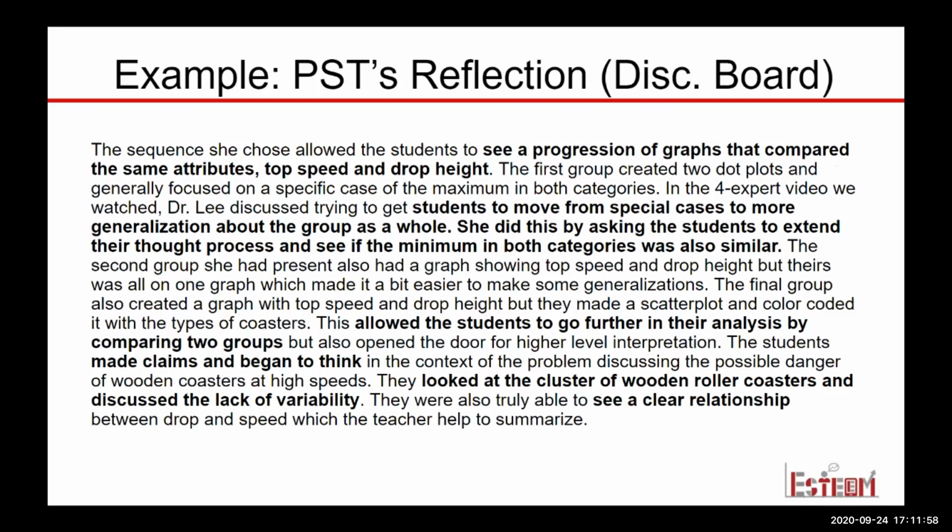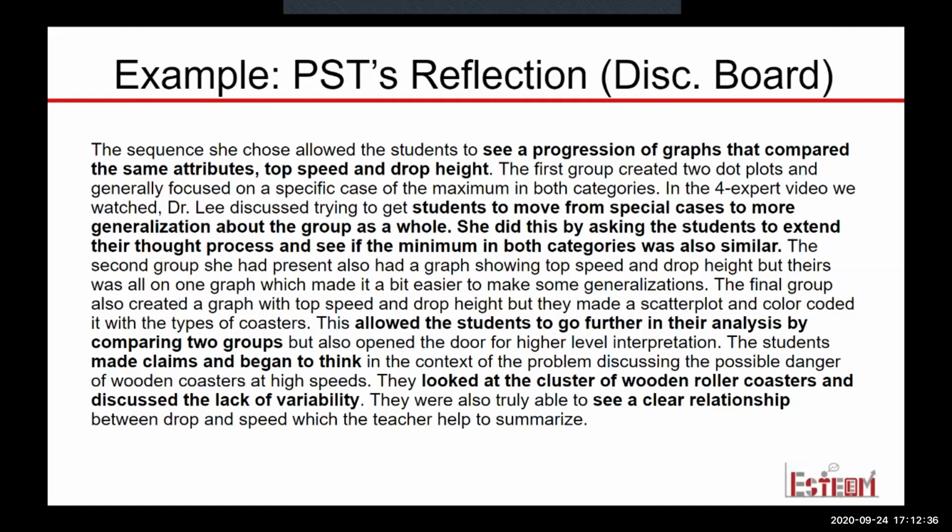So this is an example. I mentioned this is embedded in a discussion board. This is an example of one of the pre-service teachers. And they actually noticed this, right? The first sentence pointed out that they see a progression of graphs that compare the same attributes, top speed and drop height. A little bit later there, it says students move from special cases to more generalization about the group as a whole. She did this by asking the students to extend their thought process and see if the minimum in both categories were also similar.